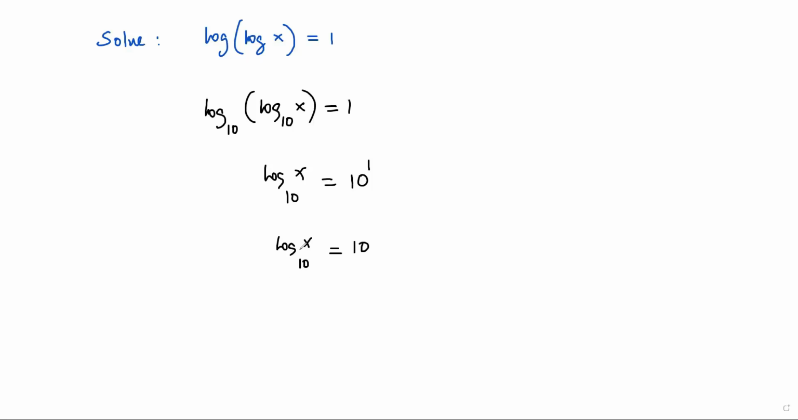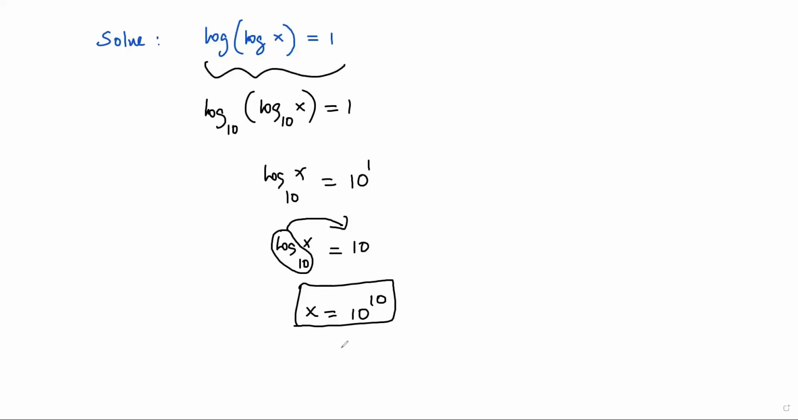Now to isolate x, I have to get rid of this log with the base 10. I'm going to move this log to the base 10 to the other side. When I move this log to the base 10 to the other side, I have to consider only the base of the logarithm on the other side. The value which already exists on the other side will become the exponent of this base. Now I got the value of x. So in this equation, the value of x is 10 to the 10th power.